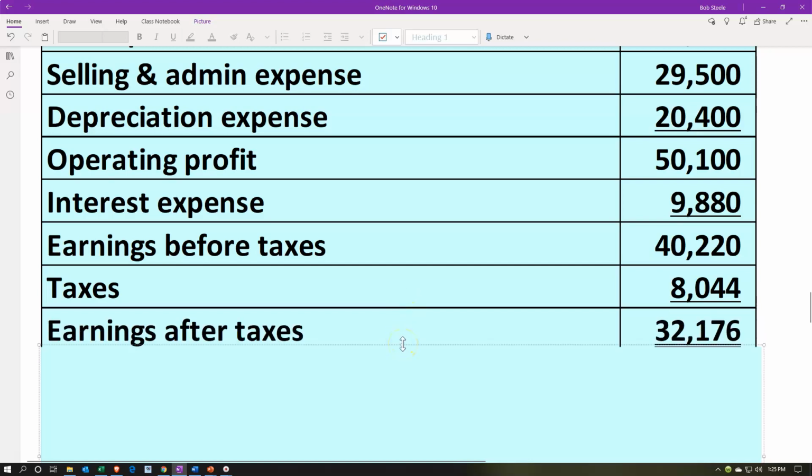Then we're going to have the earnings after taxes, which is basically net income. It's basically our bottom line number, which is the $40,220 minus the $8,044 to get to the $32,176.